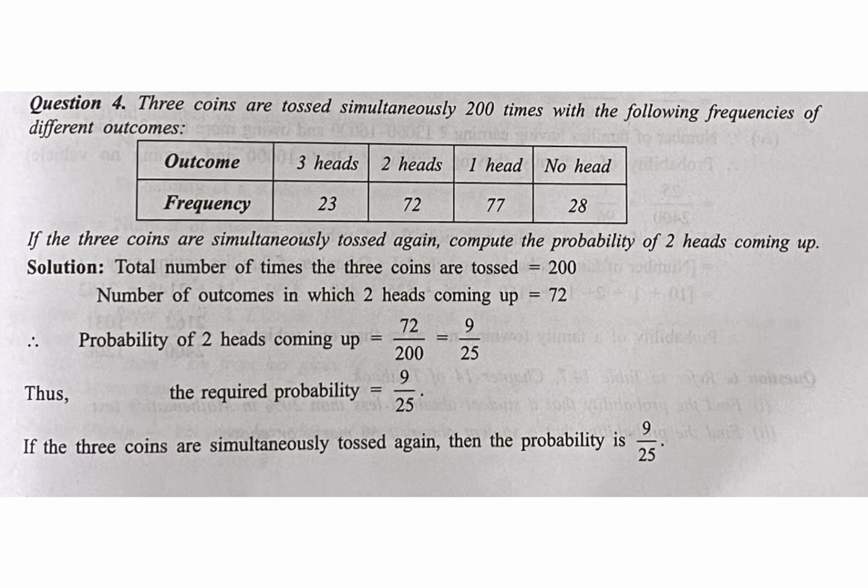Question number 4. 3 coins are tossed simultaneously 200 times with the following frequencies of different outcomes. If 3 coins are simultaneously tossed again, compute the probability of 2 heads coming up. So here total number of times 3 coins are tossed is 200. Number of outcomes in which 2 heads are coming up is 72. So probability of getting 2 heads is 72 upon 200, which is equal to 9 by 25. So our required probability is 9 by 25, which means that if 3 coins are tossed again, then the probability of 2 heads coming up is 9 by 25.